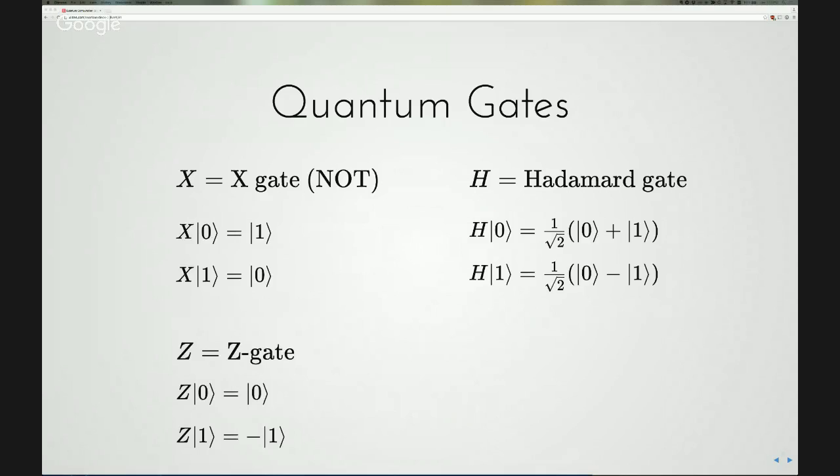The last is the Hadamard gate. It's a gate that creates superposition. So if it takes 0, it creates an equal superposition of 0 and 1. You see the 1 over square root of 2 factor. If you square that, it's half. That's why it's an equal superposition. If you put 1 into the Hadamard gate, it outputs the same thing except there's a negative phase on top of it.